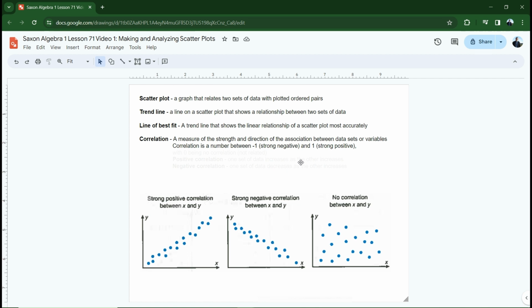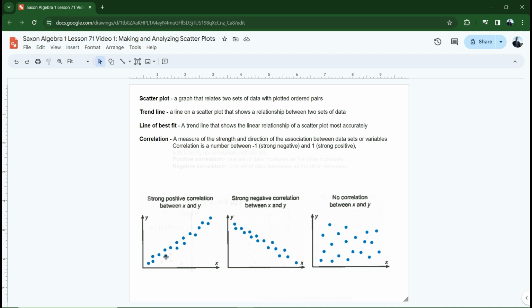The highest number a correlation can take on is 1. So -1 is a perfect negative correlation. If it had a correlation of -1, all of these dots would be in a perfectly straight line. This would probably be a correlation of about -0.9 here in the middle. It's close to -1, but it's not quite there yet.